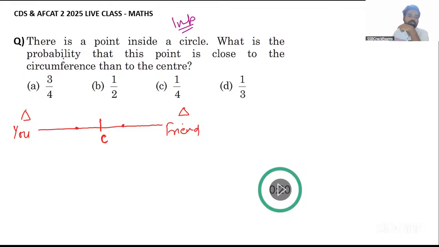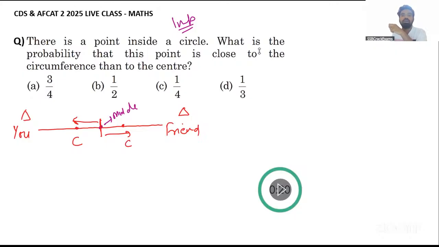Okay, let me tell you. Suppose this is the middle point, and suppose your friend is standing over here. If it is to the left of this middle point, then it is closer to your house. And if it is right of the middle point, somewhere after this, then it is close to your friend's house. That's how you conclude, right? Same concept we will use to solve this.